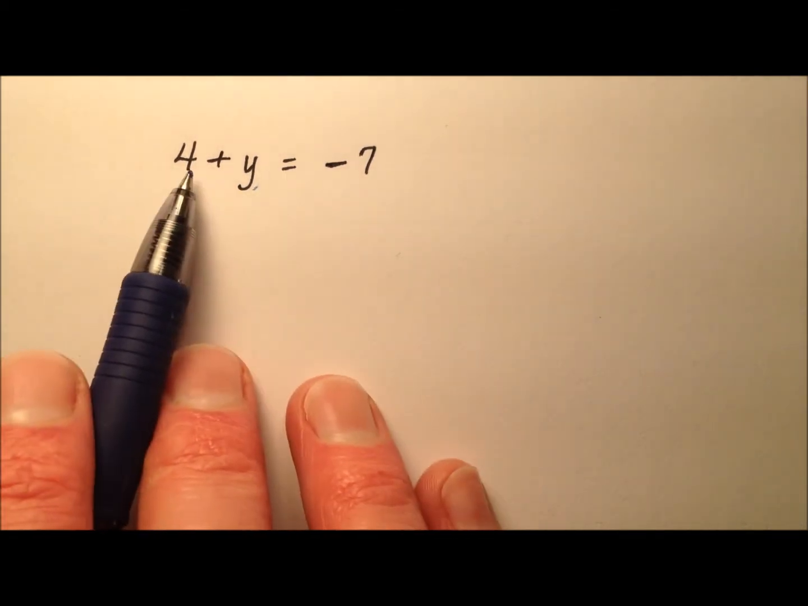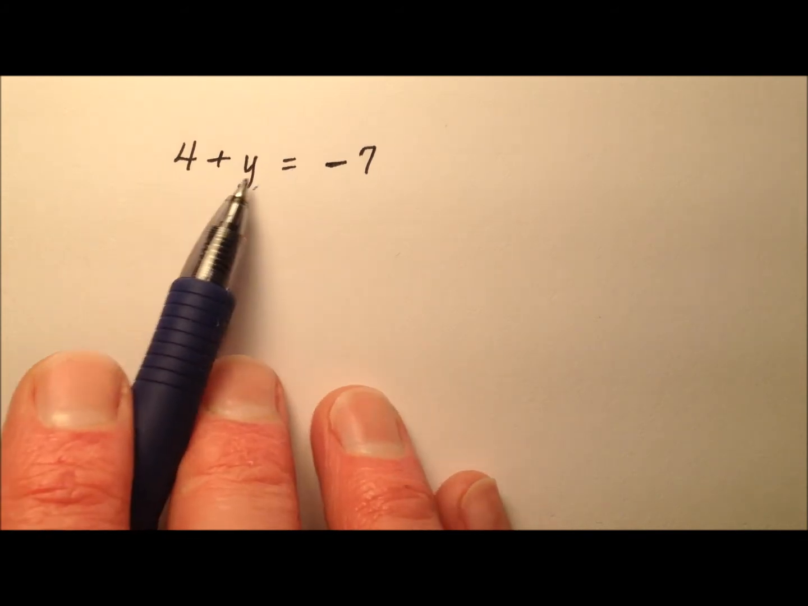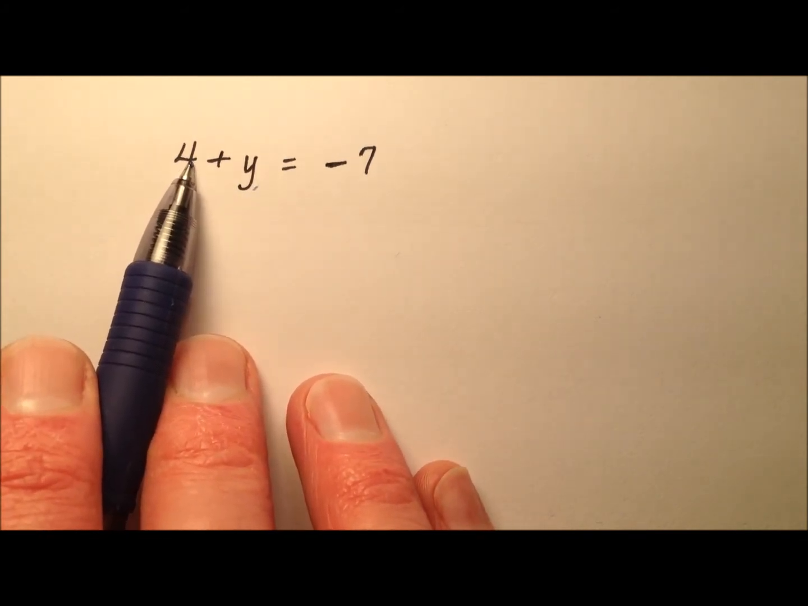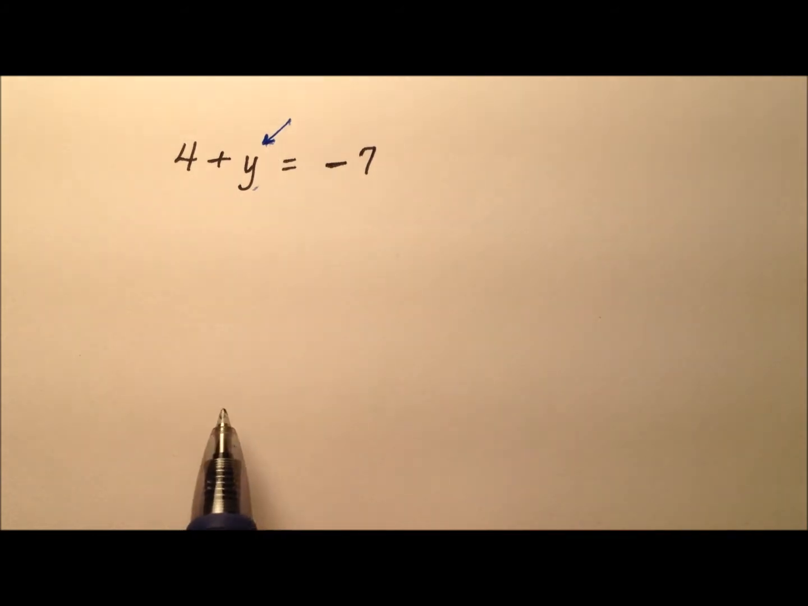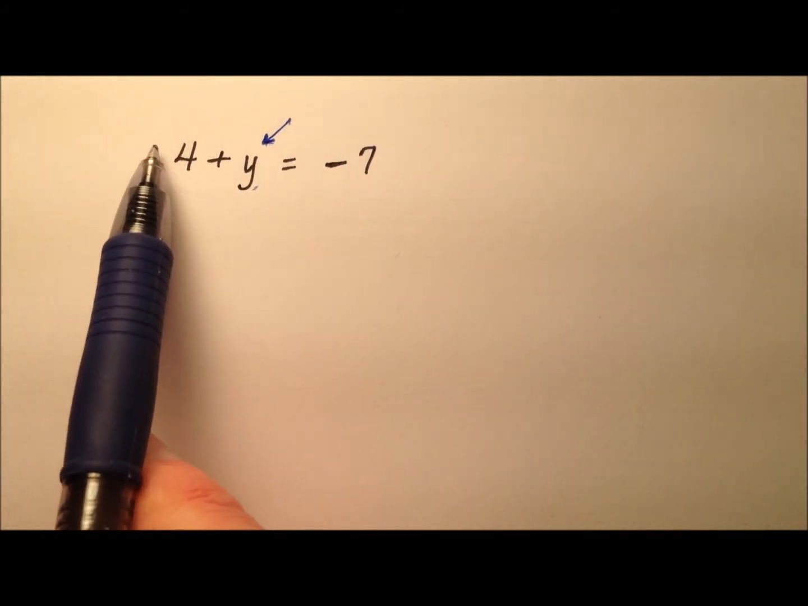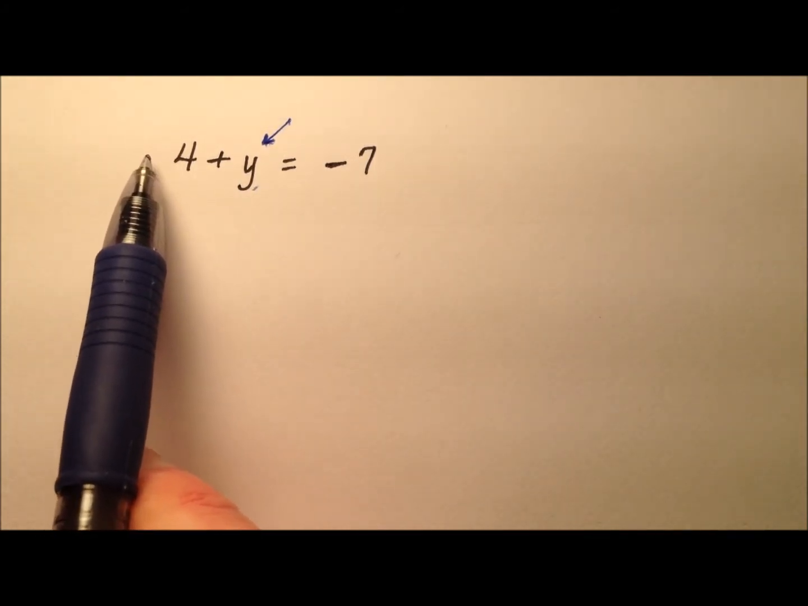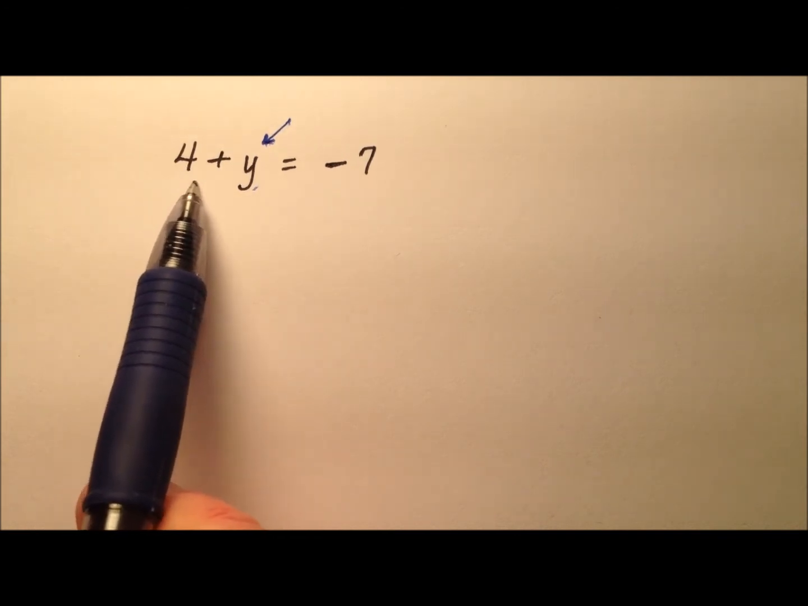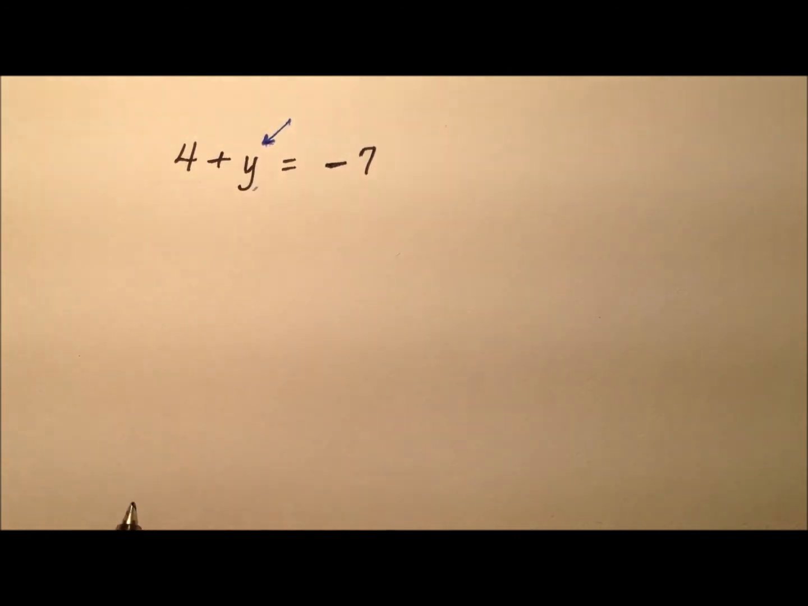Okay, so looking at this 4 plus y, well, what am I going to do? Well, I need to get rid of this 4 so I can get this y all by itself. But the 4 doesn't have any operation symbol in front of it. Are we adding 4, subtracting 4? It just looks like there's a 4 and we're adding y to it.